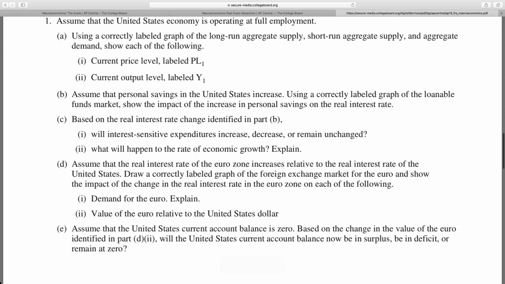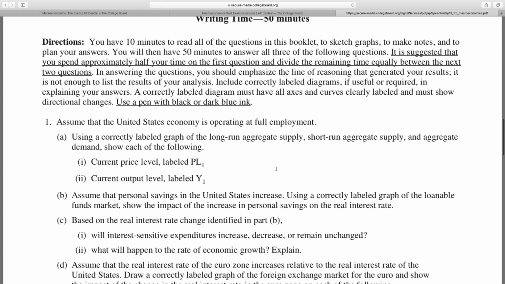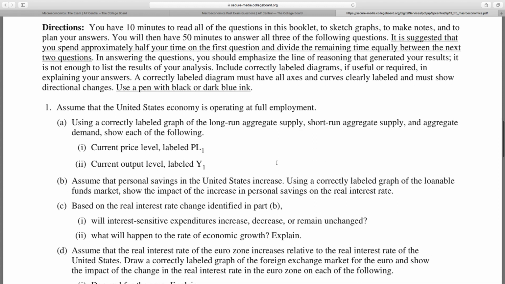All right, and thank God for that, because look at E. It says assume the United States current account balance is zero. Current account balance. How many of you could explain the current account right now, right? Yeah, that's easily forgettable stuff. So I, for one, am happy about the fact that Unit 6 is not going to be included. So 2013, A, B, and C. Pause the video. I'm going to go over that in just a second.